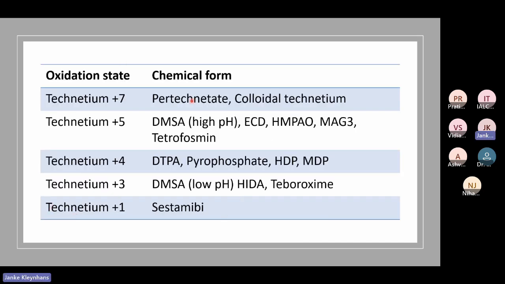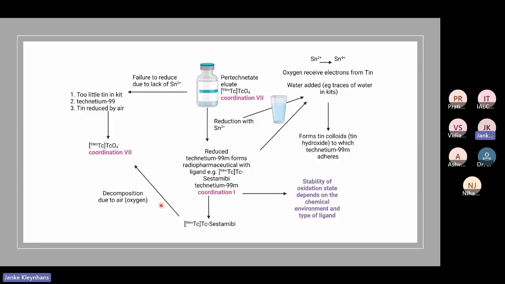So if you are working and labeling on a regular basis, you will see here that the ones that you often struggle to label with are actually plus 5 or maybe plus 3 and plus 1. So those are the states that you really have to fine tune the available reducing agent and to make sure that the reaction is complete and actually happens, or the radiopharmaceutical is stable.